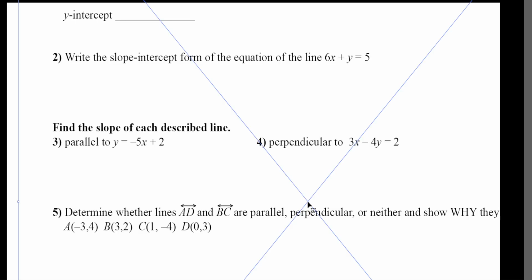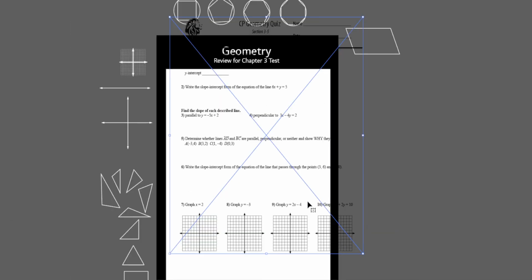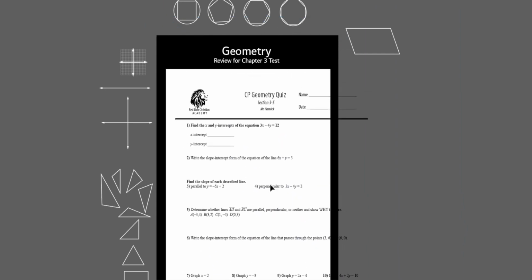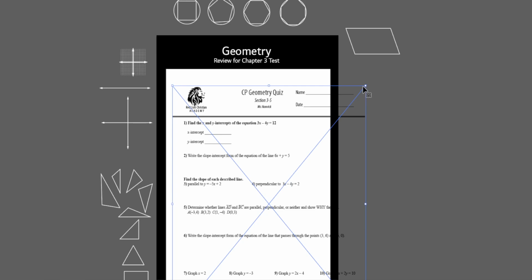Now, it should be here. Oh, let's go back to this. Almost done. Give me a second. Let's pay attention. Everybody watch what I'm doing. I'll put that right there. There we go. Now, I just got to resize it a little bit.